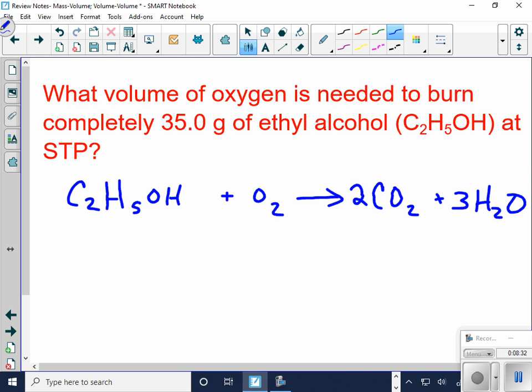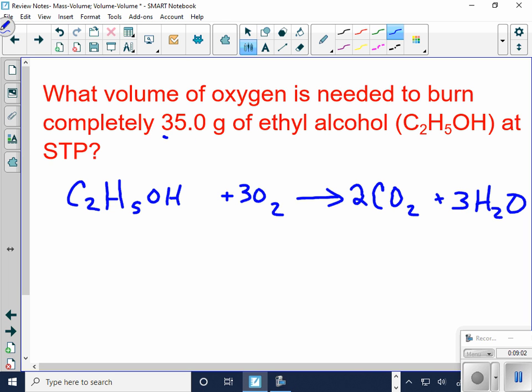So now on my product side, I see 2, 4. 4 and 3 is 7 oxygens. So if I put a 3 here to give me 6, plus this 1 right here, that gives me 7 oxygens. So I'm saying right now that is a balanced chemical equation. Would you agree with me? All right, good. Now I've balanced my equation.